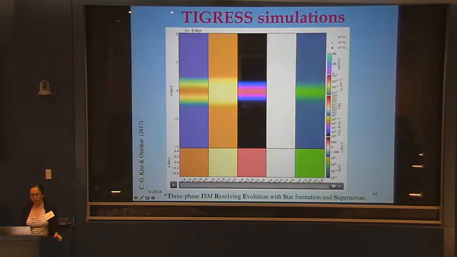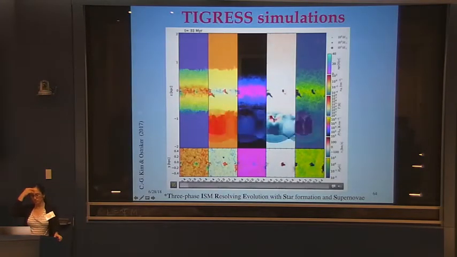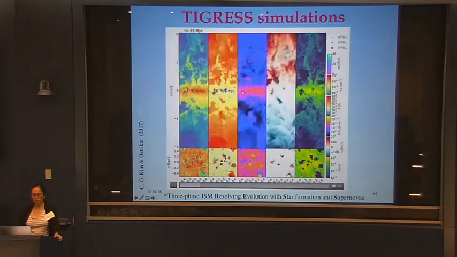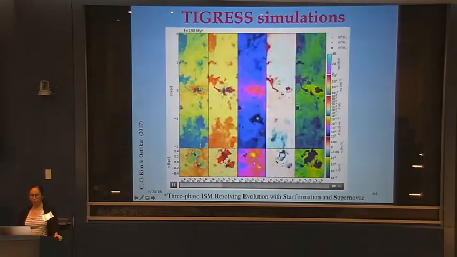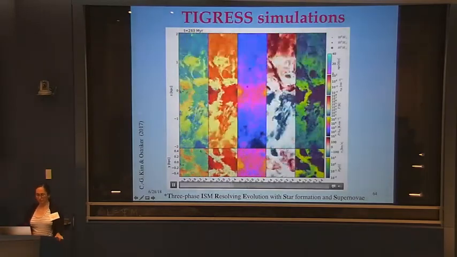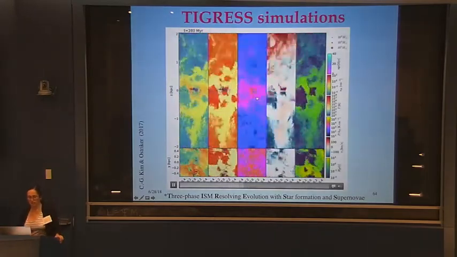So this is just a reminder of what the TIGRESS simulations look like. Chang-Gu showed these to you before. So this is density, temperature, this is magnetic pressure, that's velocity, and I think that's gas pressure.